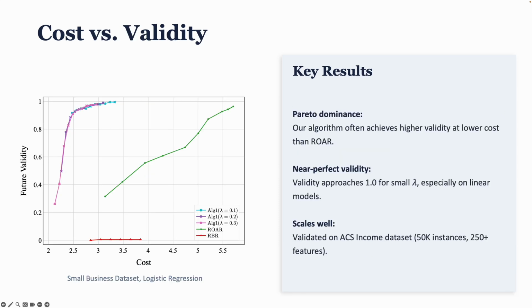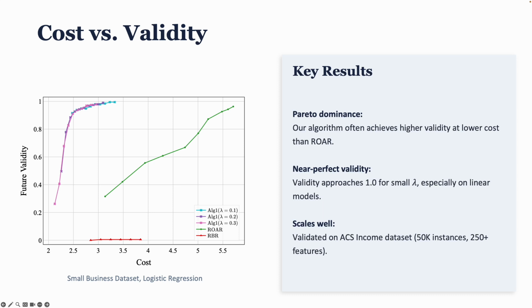Now the practical bottom line, cost versus validity. So this plot shows the small business dataset with logistic regression, and our algorithm is shown at multiple lambda values alongside our other baselines, ROR and RBR. So 3 key results here.